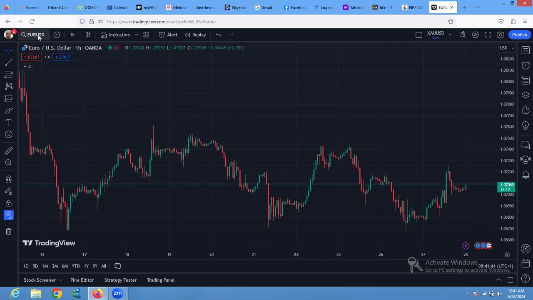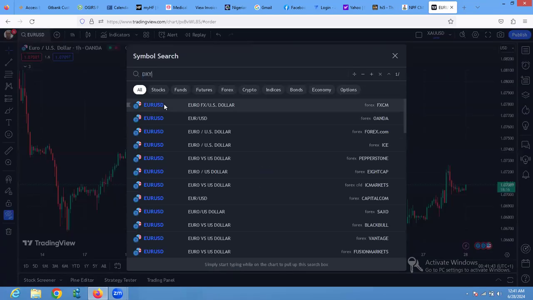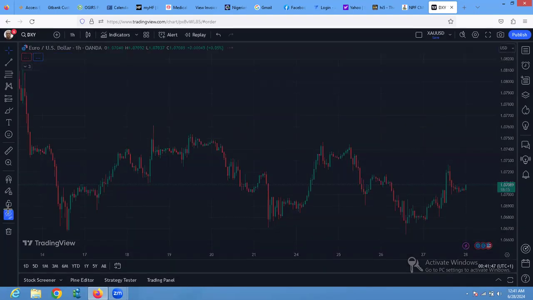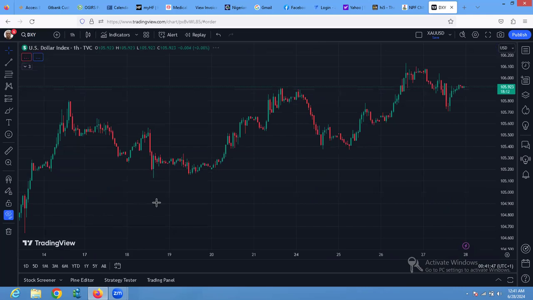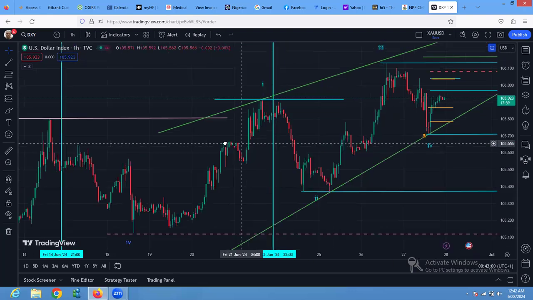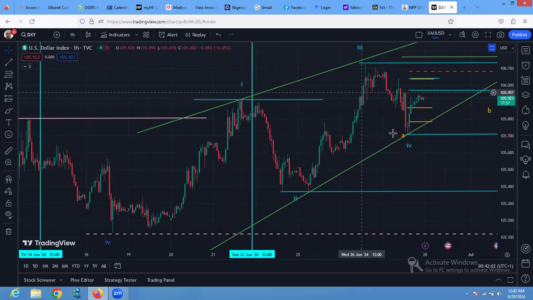Let's go to DXY and bring out the labeling for you to see. So let it load. Now that's the leader. So you can see it wedging to the upside now. This is 1, 2, 3, 4.